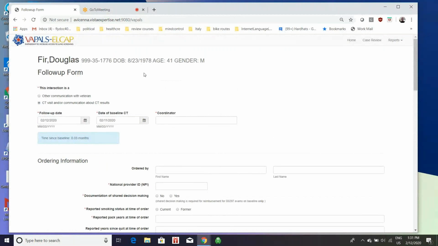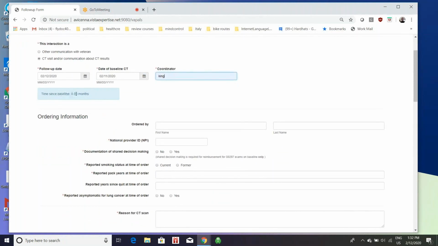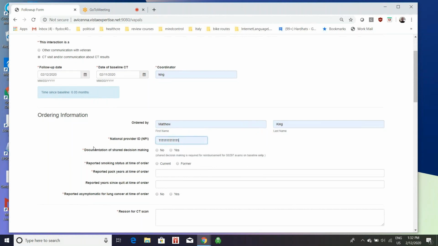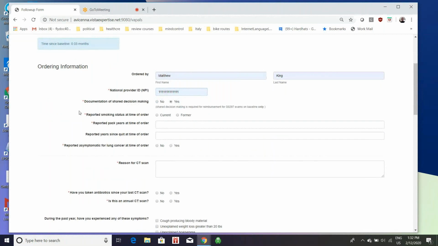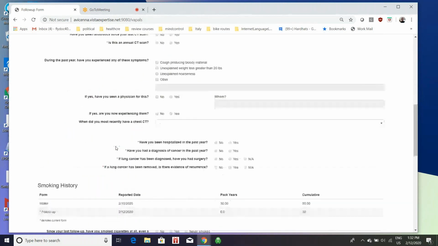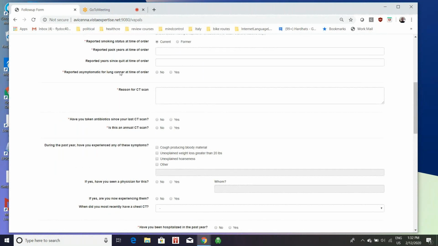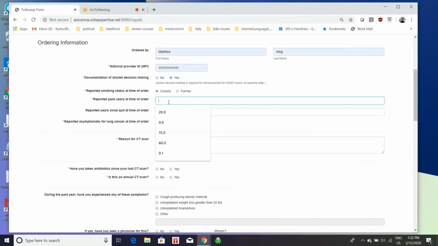Yeah, so we should definitely do the CT follow-up note for this demo. Right, so that's the second radio button here, and you can put this in. It will calculate the time since the baseline, and as you can see, that was a couple days ago. And then you're going to put who this was ordered by and the national provider number. And there was documentation of shared decision making on that first one. And the patient was a current smoker. And the reported pack years actually are right down here, 30. And of course, that hasn't changed much because it's just been a couple of days. So you can put the reported pack years here.